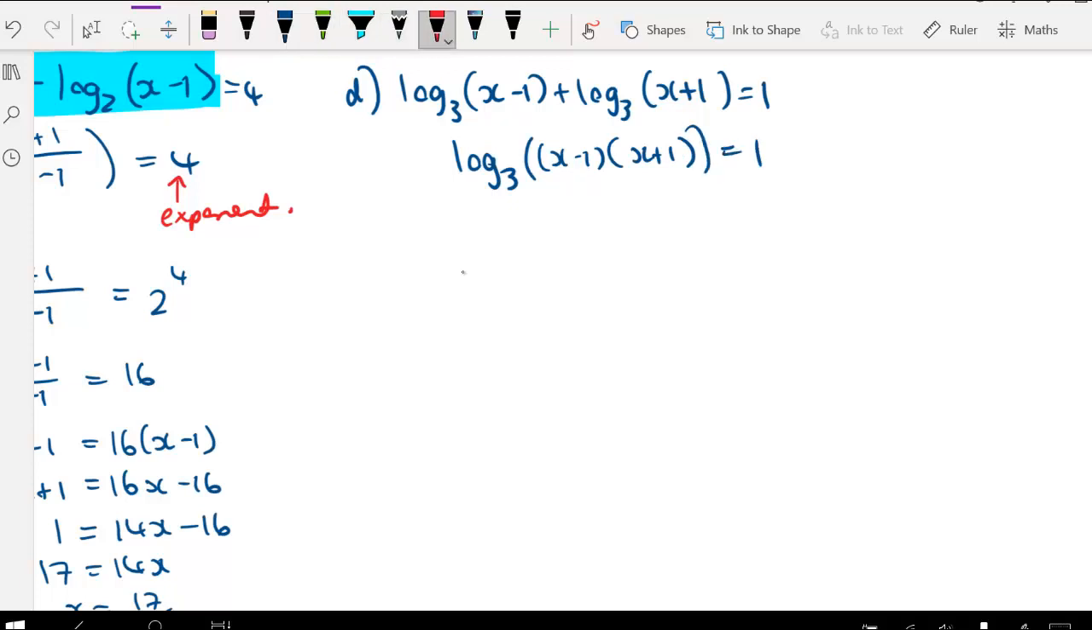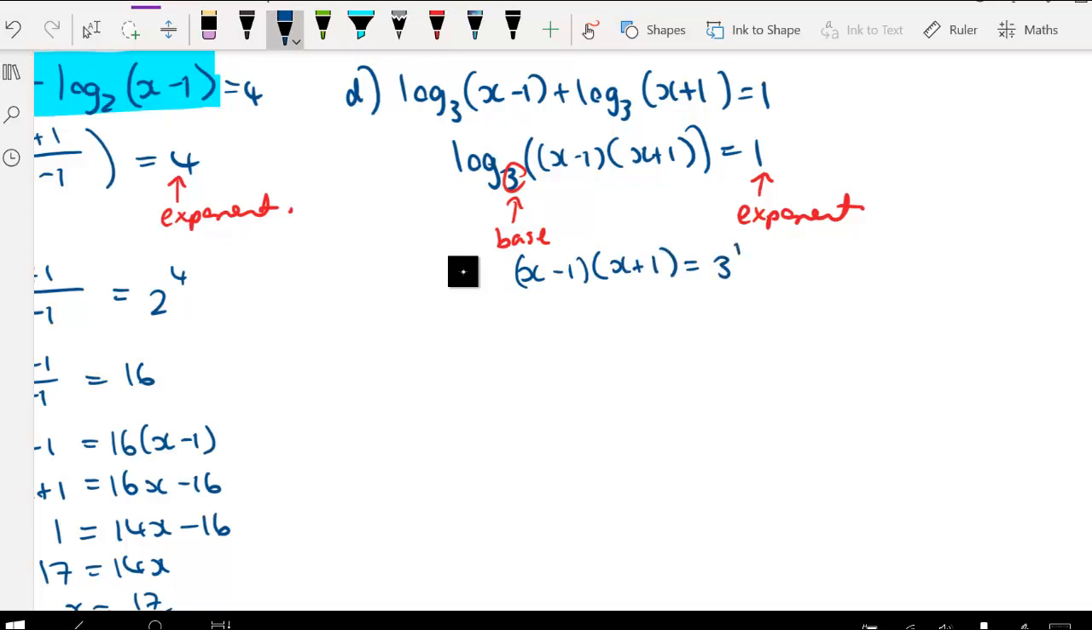We now have a scenario where we've got our base and our exponent. And so we can say that x take 1, x plus 1 is equal to 3 to the power of 1. By expanding this out and recognizing that this is a difference of perfect squares, then this is x squared take 1 is equal to 3. We have x squared is equal to 4 when we add 1 to both sides. So x will be equal to plus or minus 2 when we square root both sides.